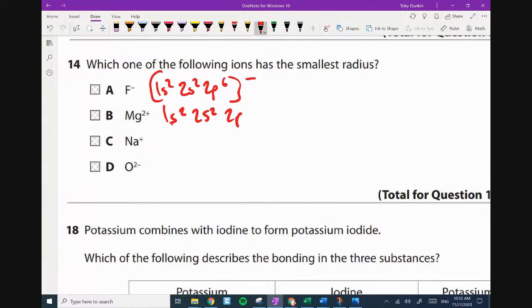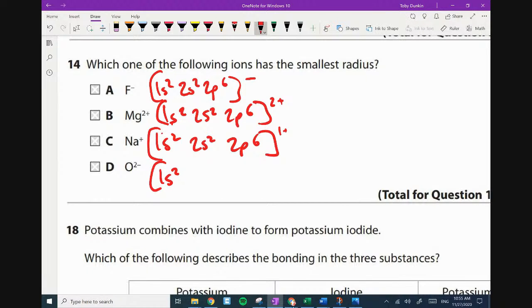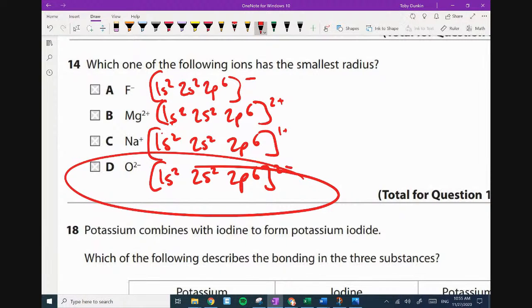1s2, 2s2, 2p6, 2+. And then sodium has the same 1s2, 2s2, 2p6, having lost 1 electron because it had the 3s1. And then the oxide's the same. Isn't that cool? They're all isoelectronic. The 2- one, the biggest, is going to be O. That's going to be the largest ionic radius.